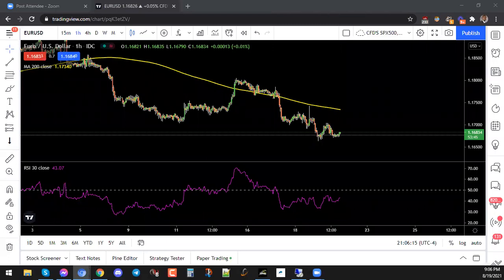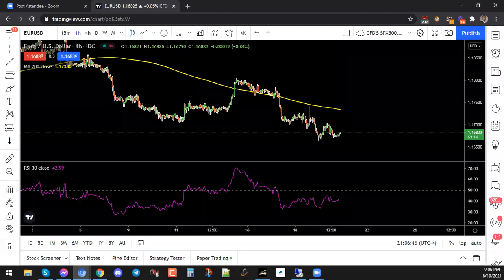So this evening, we're doing basically how to use the RSI to trade with the trend, right? So we're looking to trade with the trend using the RSI and trend lines. How many of you know anything about the RSI or trend lines? Just let me know in the chat box.